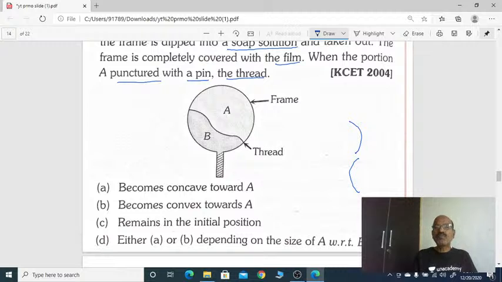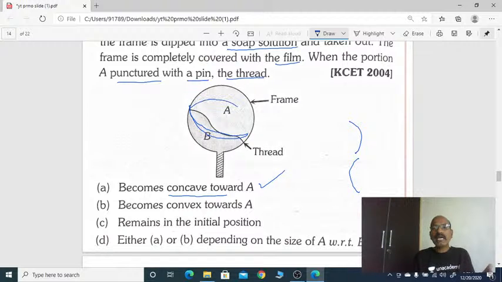What happens? Soap film, right, it will form a soap film. If you puncture that area, the film tries to cover minimum surface area. Trying to cover minimum surface area means it tries to pull inside. It looks concave, right. So it becomes concave towards A.